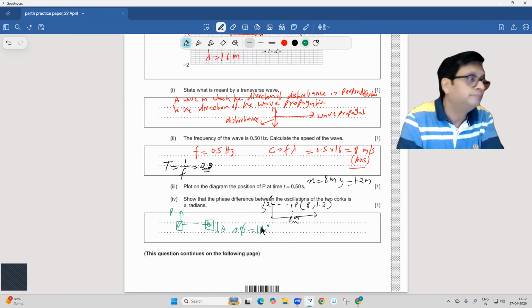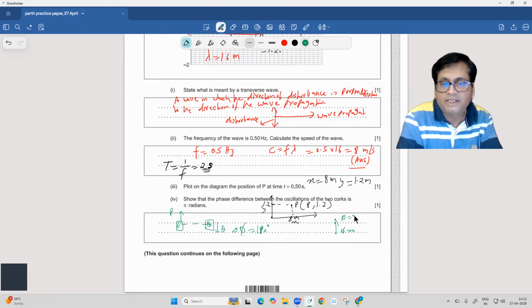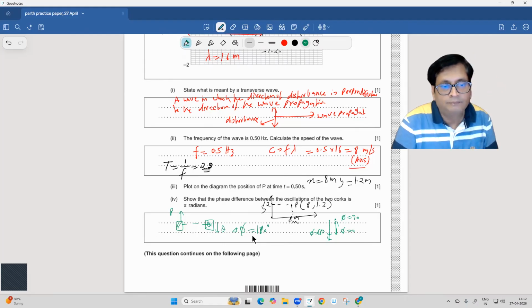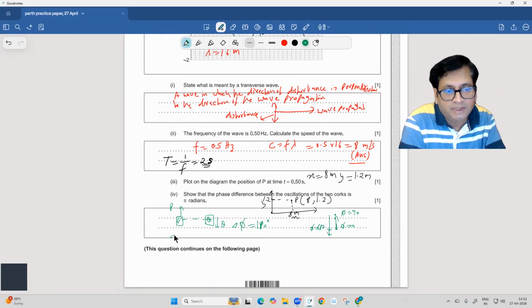right? In a simple harmonic motion, what happens? If you are going this way, suppose your phase phi is 0. When you reach here, your phi is 90 degrees. When you come back here, phi is 180 degrees. So if you are going up and you are going down, the phase difference is 180 degrees, right? You can do it like this: delta phi is equal to 2 pi delta x by lambda.